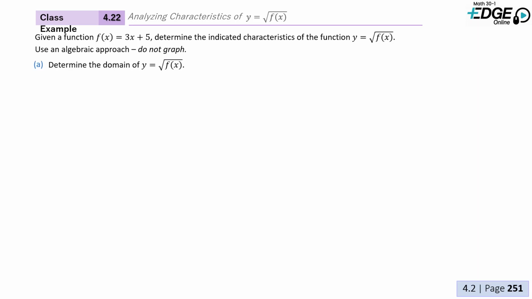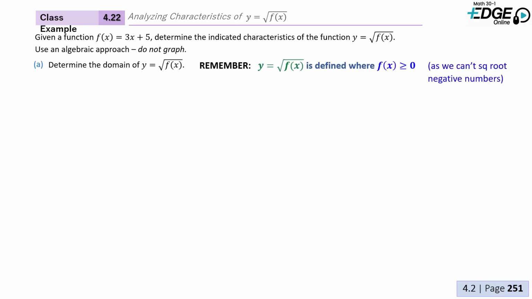Okay, so let's determine the domain of y is equal to the square root of f of x. So remember that y is equal to the square root of f of x is only going to be defined where f of x is greater than or equal to 0. So you just can't square root a negative. So in our case, we can think about this.